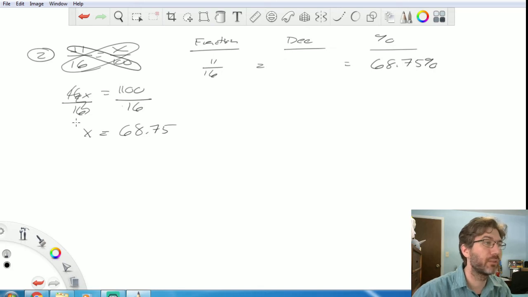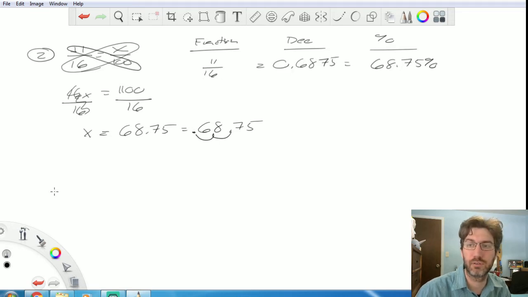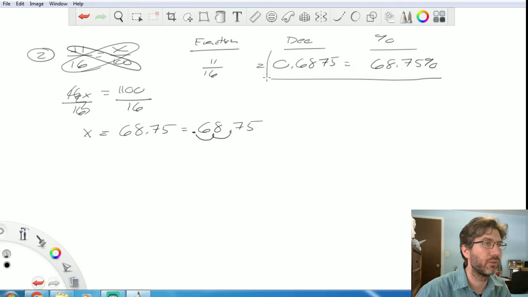So my percent is 68.75%. And then to make the decimal, we're just going to take that 68.75% and write it as a decimal. You move your decimal point once, twice to get there, so 0.6875. So there's number 2 for you. It's asking for these two answers. It gives you the 11/16.